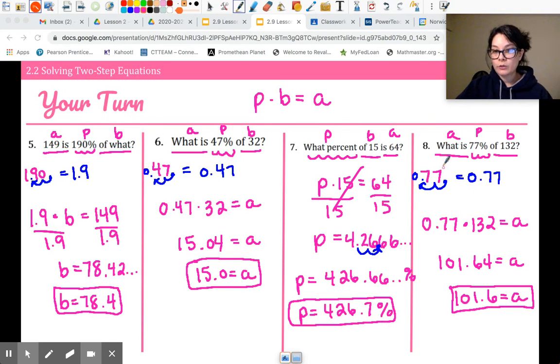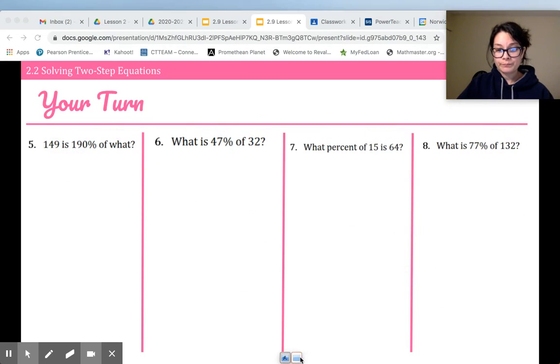And then the last question, what is, so it was very similar to number 6. We were solving for that part again. So I take my percent, move the decimal 2 places to the left to make it a decimal version, substitute everything in my formula, and then I simplified and rounded. So hopefully those weren't too difficult.